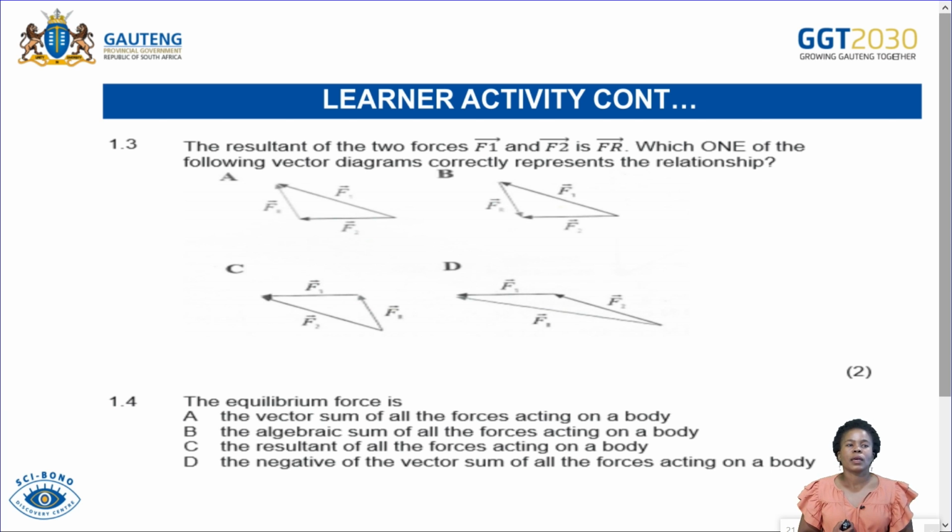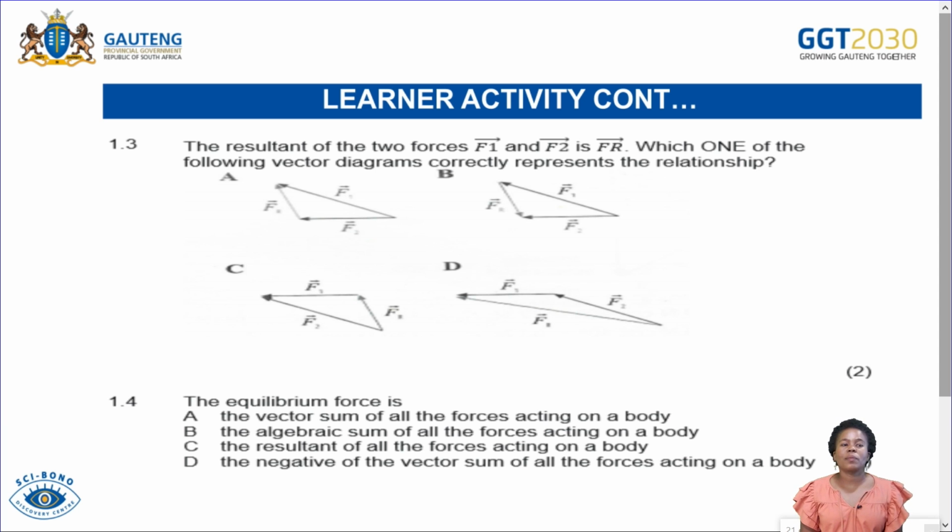1.3. The resultant of two forces, F1 and F2, is Fr. It's a statement. Now, which one of the following vector diagrams correctly represents the relationship? So is it option A? Is it option B, C, or D? Okay. Now, in these forces, are you able to draw forces correctly? This is what we're trying to test out in this question.